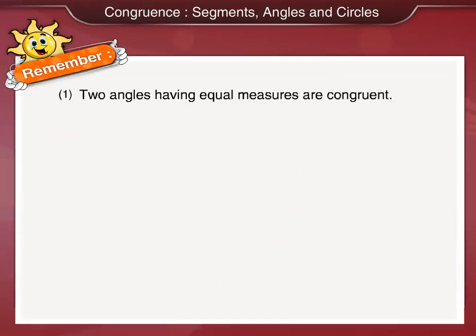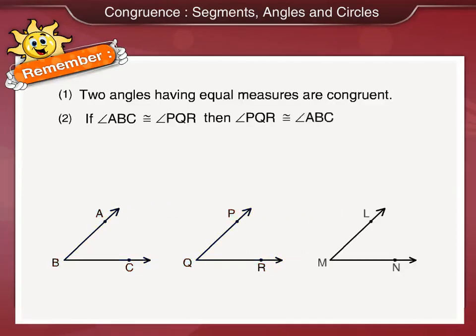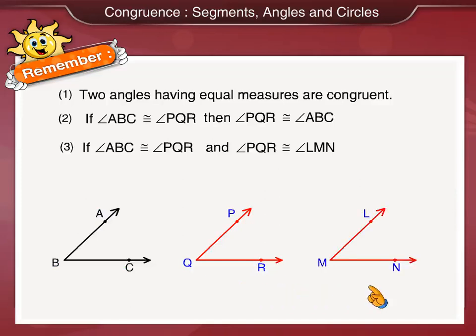Congruence of circles. Take a look at these circles. Let's check to see if they are congruent. Copy the circle with center O on a tracing paper. Now, place the traced circle over the circle with center P. We see that the circles fit each other. Congruence. It means that the radii of both the circles are equal.